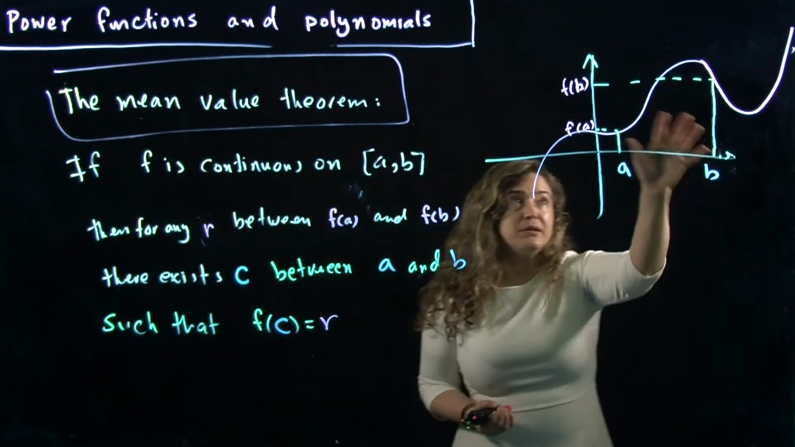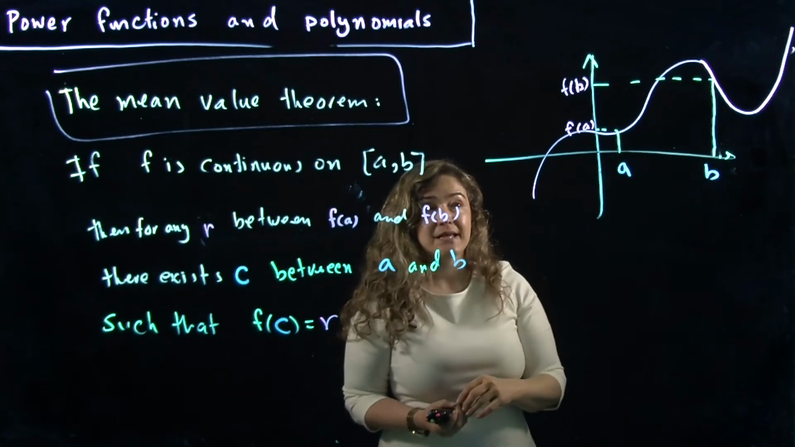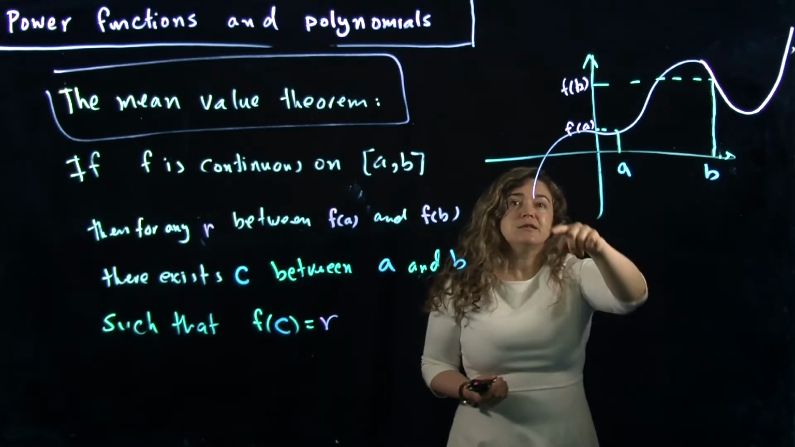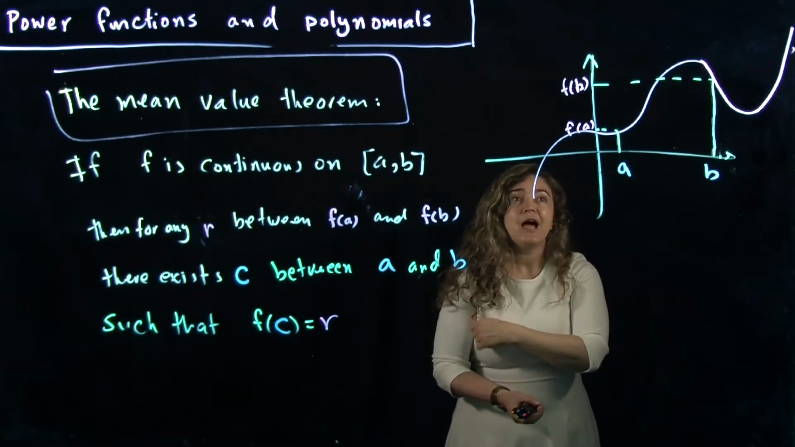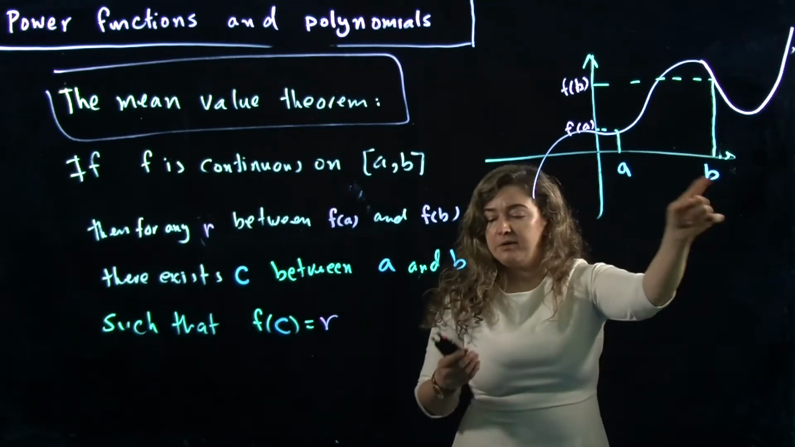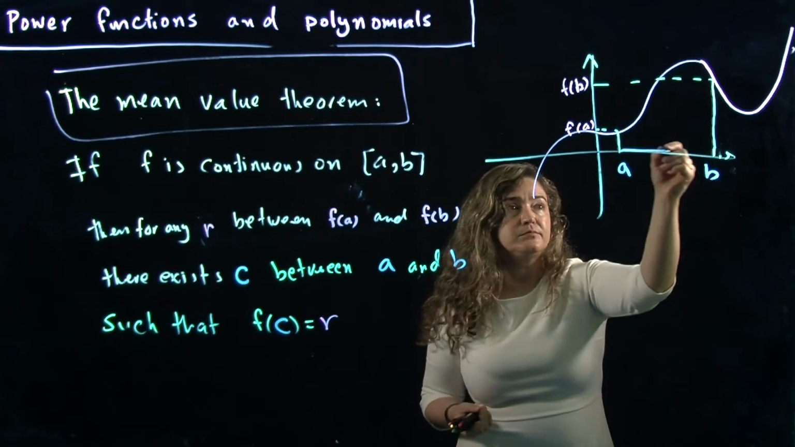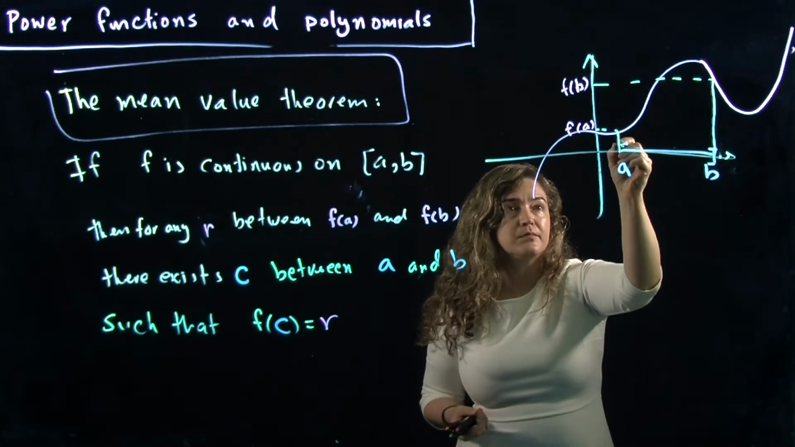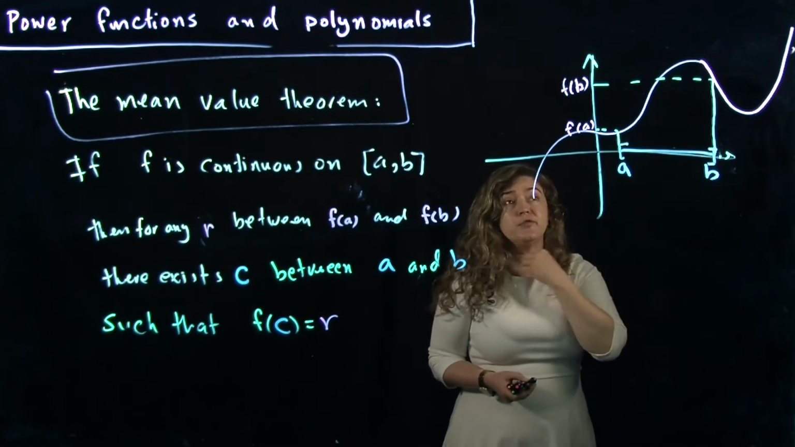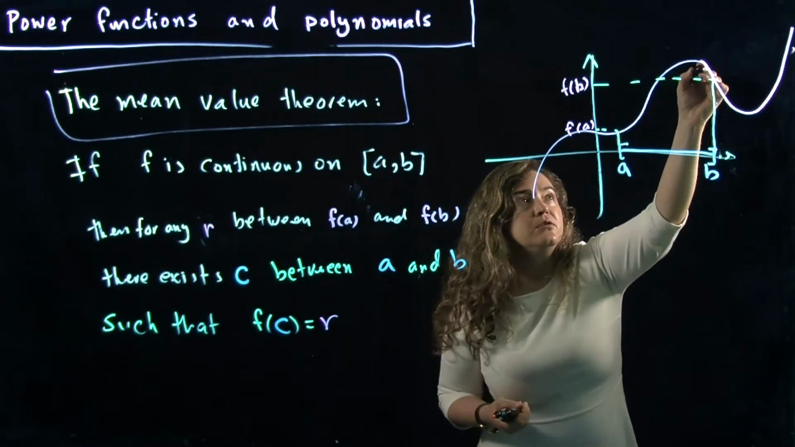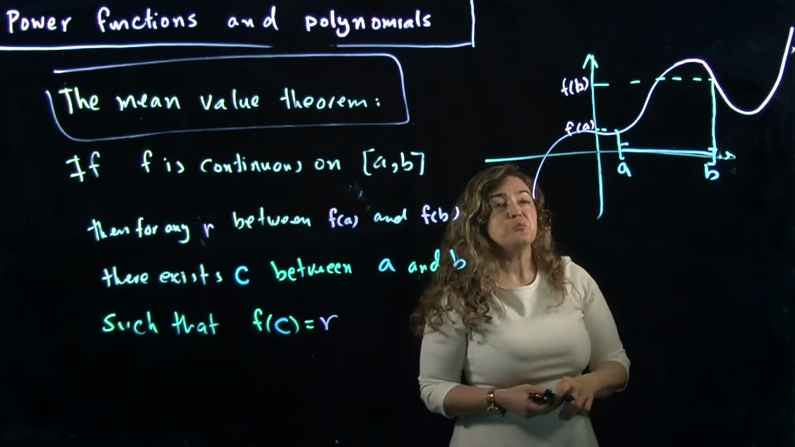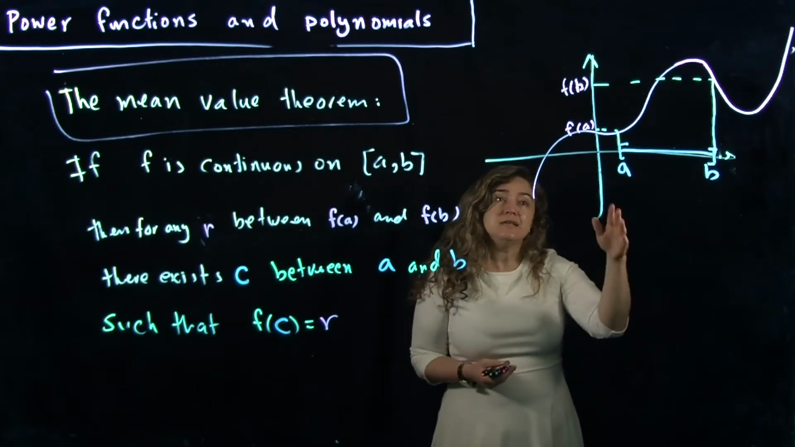So let's start with one pictorial example. Here is the graph of the function. Then we have the interval a and b right here, and the function is continuous over a and b. Let's smooth it out a little bit.